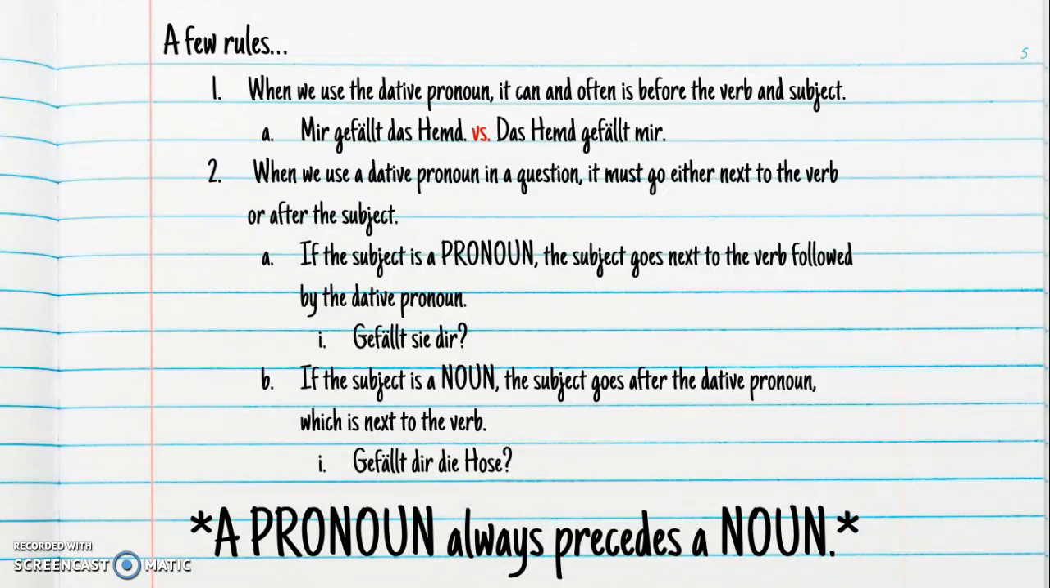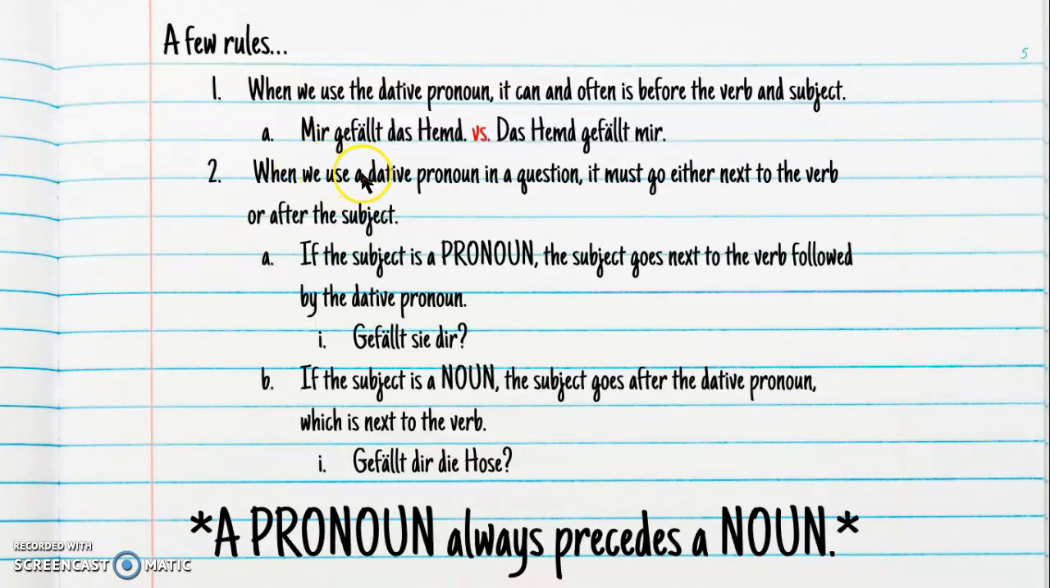So there are a few rules to follow when you're using these dative pronouns. And number 1, when you use a dative pronoun, it can and often is before the verb and subject. So here are some examples. In 1A, we see mir gefällt das Hemd, where we have our dative pronoun first, mir, and then our subject at the end. You can say it the other way. You can say das Hemd gefällt mir. Both are acceptable. But you'll often see it with the dative pronoun in the front. And that's just because it's kind of emphasizing that it's appealing to you.